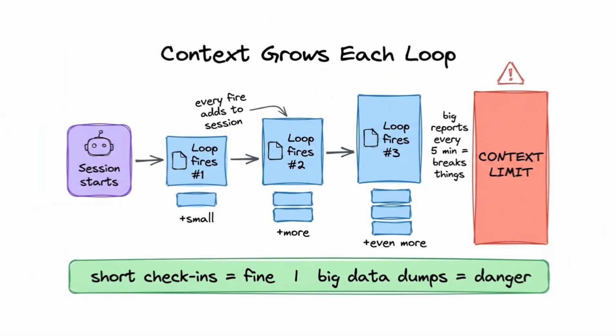The big thing to keep in mind with the recurring loop is context. Every time the loop fires, it adds to the session. If you're running something every 5 minutes that returns a big report, you're going to hit context limits fast. So be thoughtful about what you ask it to do and how often. Short check-ins work great. Big data dumps every 5 minutes will break things.